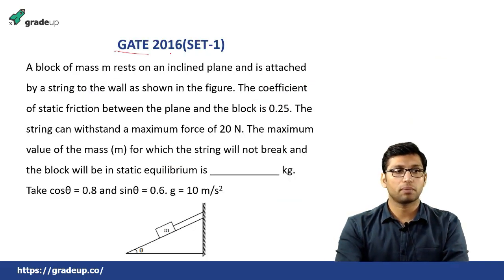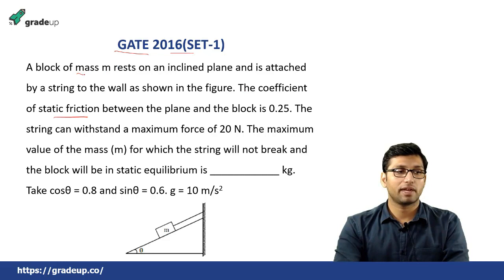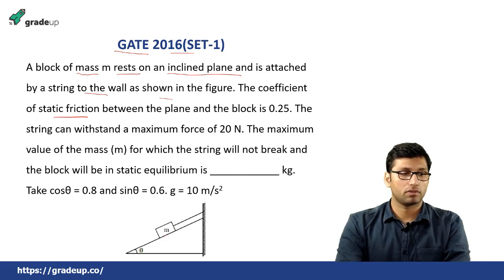Now this is a question from GATE 2016, and this question is based on the concept of friction. In this question it is given that a block of mass m rests on an inclined plane and is attached by a string to a wall. So this is a block which is kept on an inclined plane and attached to a wall with the help of a string. The coefficient of friction between the plane and the block is given as 0.25.